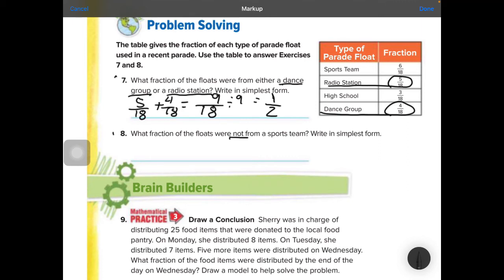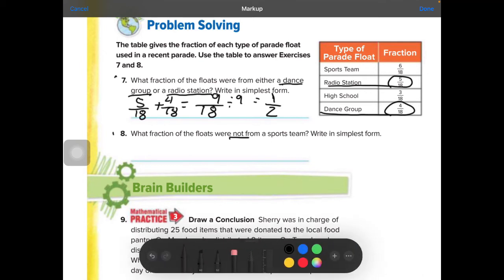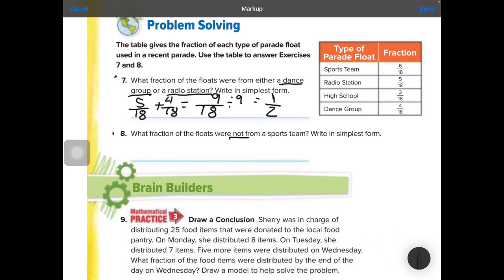Number 8, what fraction of the floats were not from a sports team? Write in simplest form. So I'm going to erase my little stuff right here. Not from a sports team. Okay, well, let's see. This is a sports team, so I'm not going to include that one. And the dance group, I can probably include that one. Let's see if that's what it wants us to do.